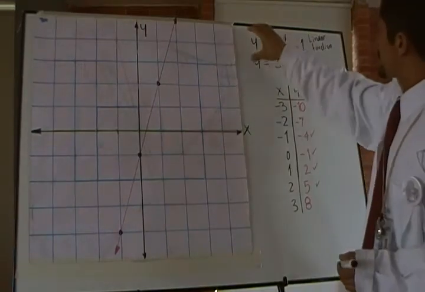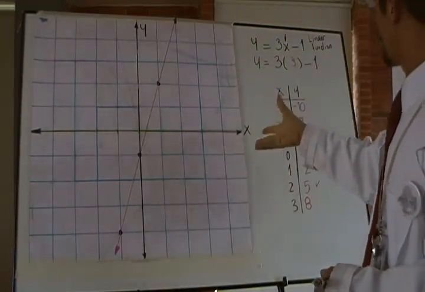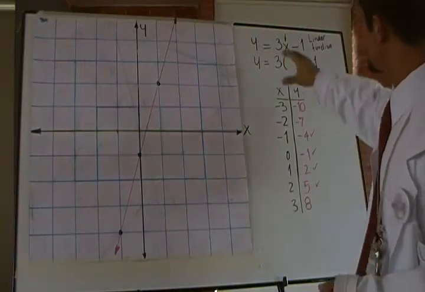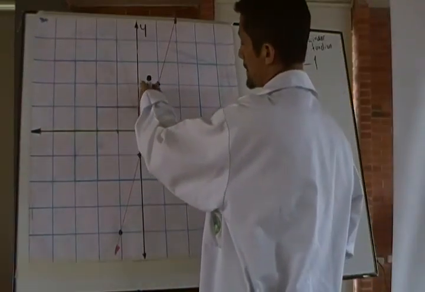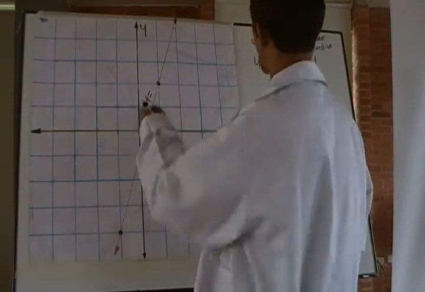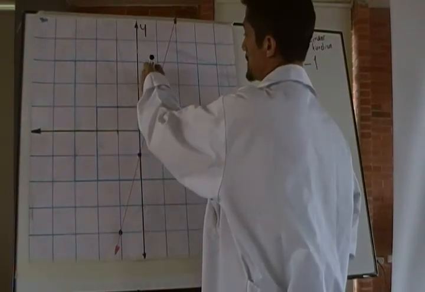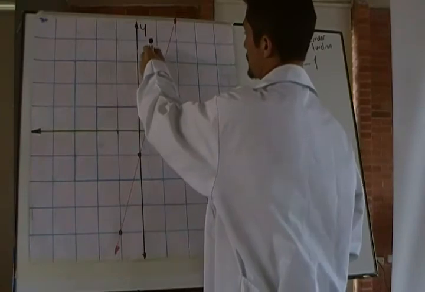Now, the equation that tells me how to construct that line is this one. So I'm going to write on this line the equation y equals 3 times x and then subtract 1.